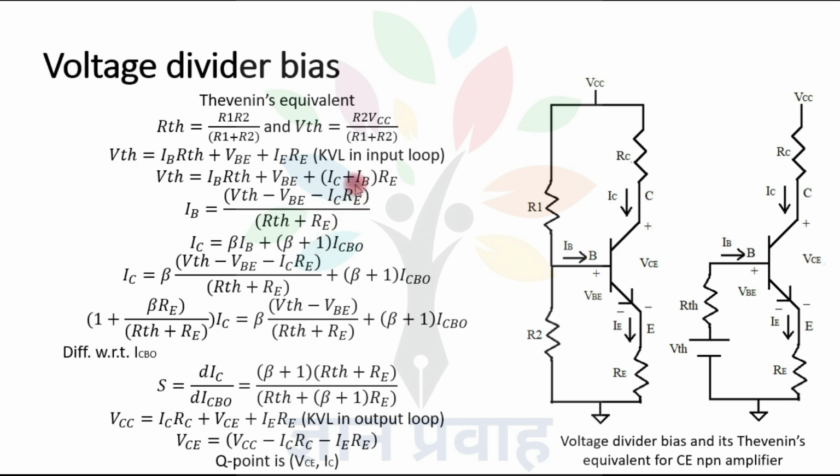It means the RE resistance value provides negative feedback for this biasing circuit, and it helps to improve the stability factor. And here the stability factor may be independent of beta, if (beta plus 1) RE is very large as compared to RTH. If this factor is large, in this case we require a high value of VCC. It is the limitation of this configuration.